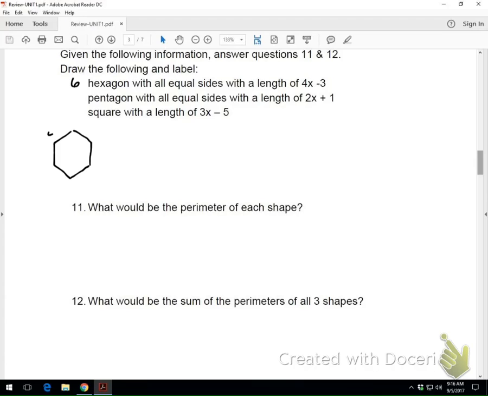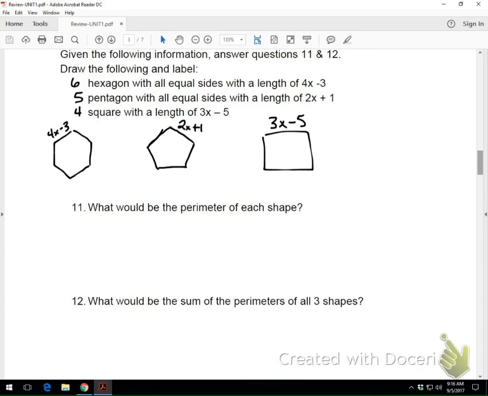And each side is 4x minus 3. A pentagon is how many sides? 5. And those sides are 2x plus 1. Then you have a square, which is 4 sides. 3x minus 5.